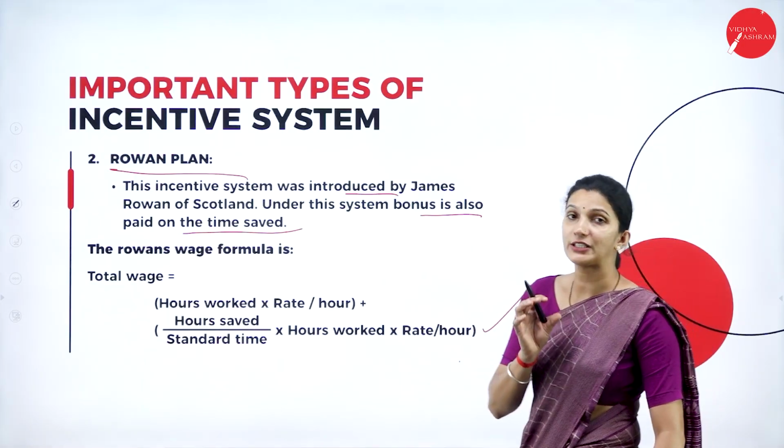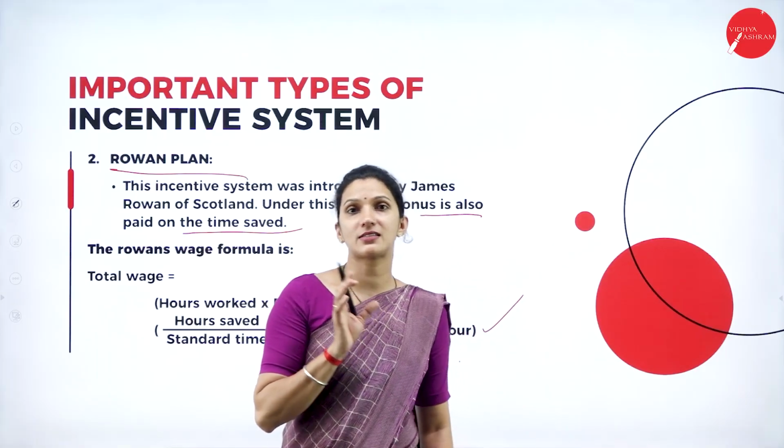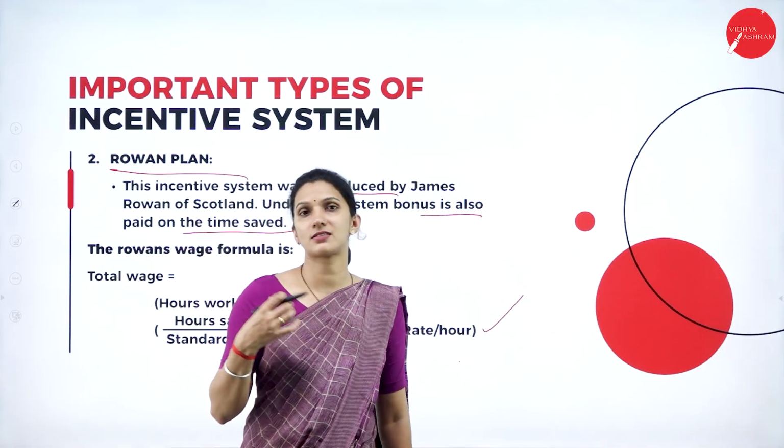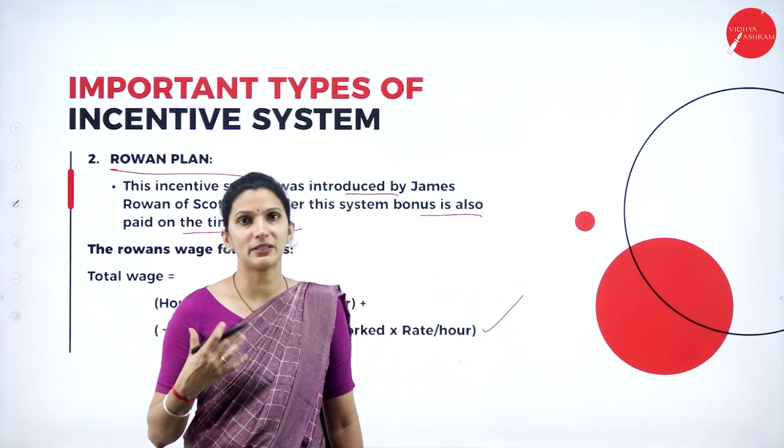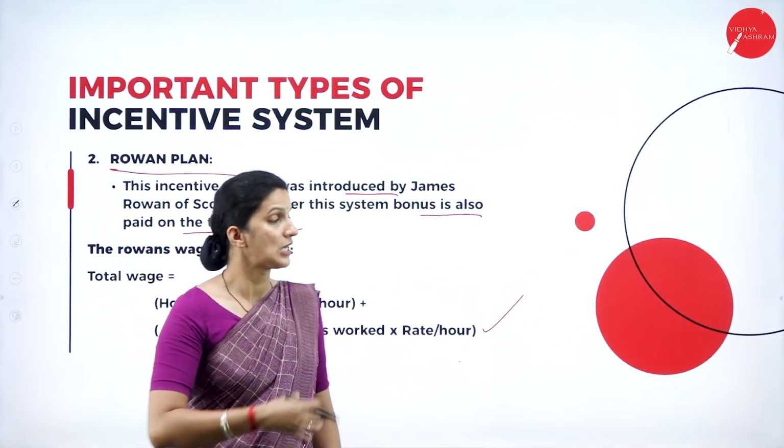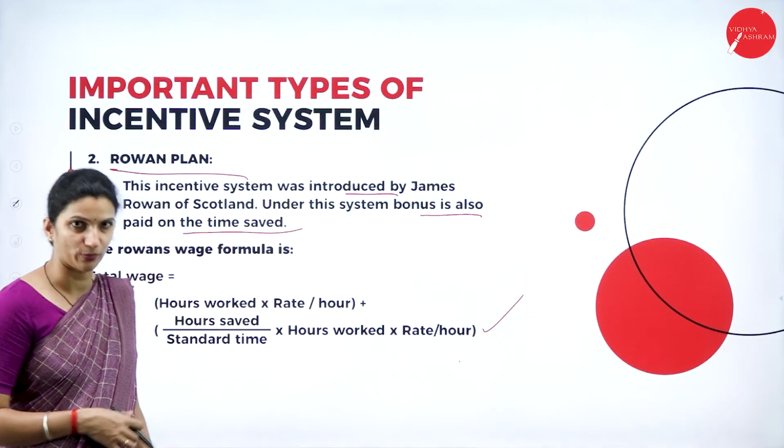So here we have two important calculations. One is Halsey's plan, and the other one is Rowan's plan. So in both methods, how to calculate the total wages? For that we will solve some problems here.